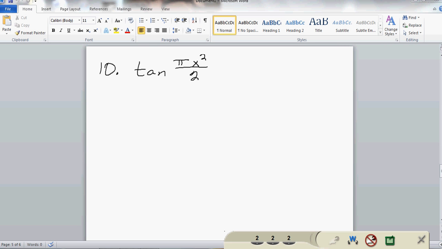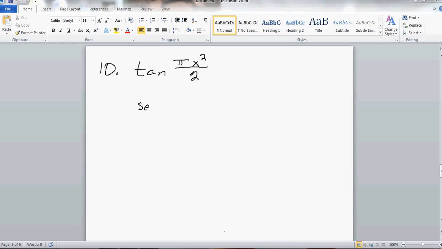And it's not just a plain old x either. If it were a plain old x, this wouldn't be too much of a problem either. So what we're going to do is take the derivative of the outside function, which is tangent. The derivative of tangent is secant squared. So if this is y equals, then y prime will equal the secant squared, leave the inside alone, times the derivative of the inside.